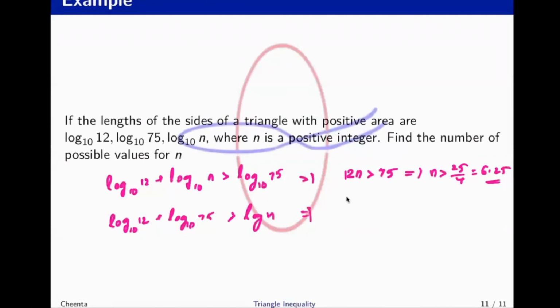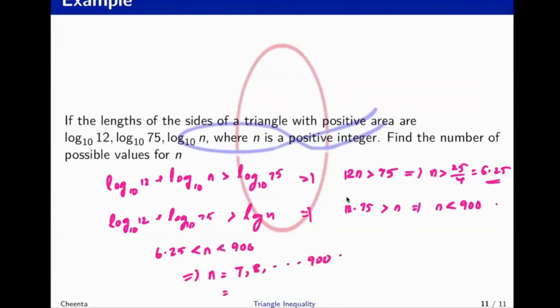And if we take another inequality, log 12 plus log 75 is greater than log n. So again this gives us 12 times 75 is greater than n, which implies n is less than 900. So from these two inequalities, we are getting 6.25 is less than n is less than 900, which implies n is equal to 7, 8 and so on up to 899.